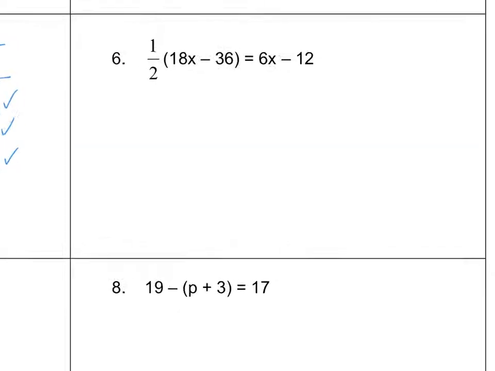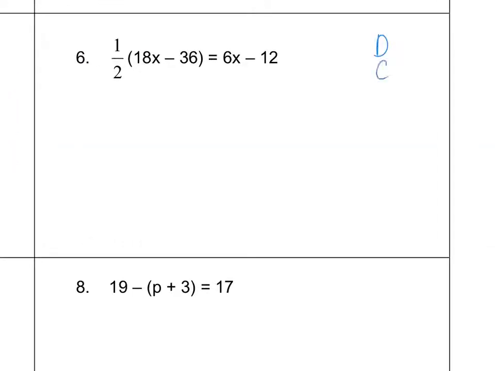Number 6. Don't call me after midnight and draw my line. Always our first two steps. Can we distribute? Do I see parentheses here? Yes, I do. So I'm going to distribute. Let's circle the number in front. This is a positive 1/2 and multiply it to everything in the parentheses.